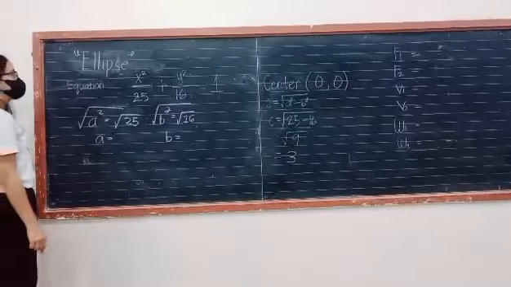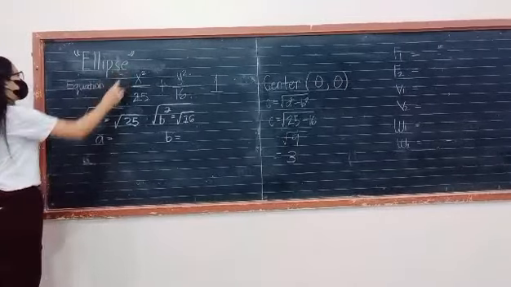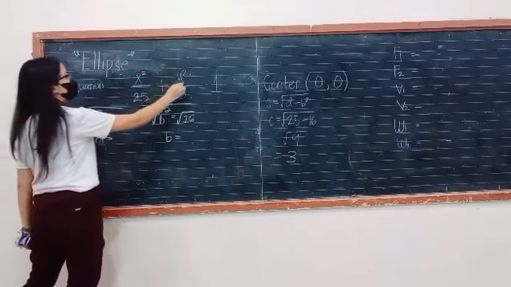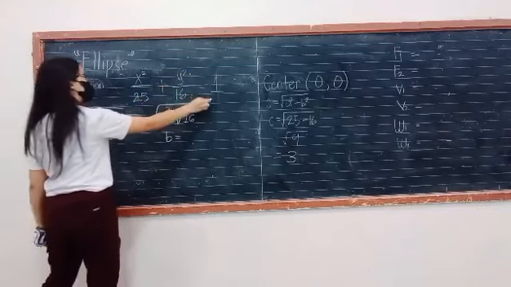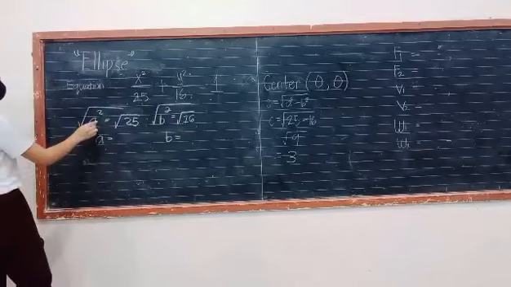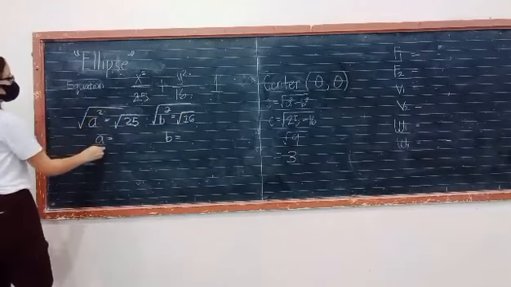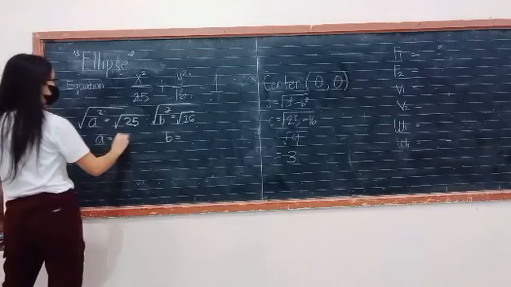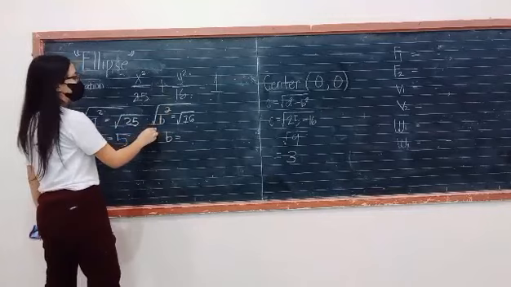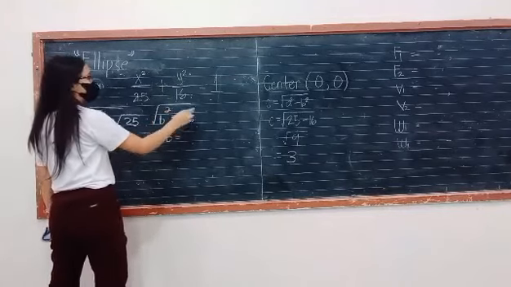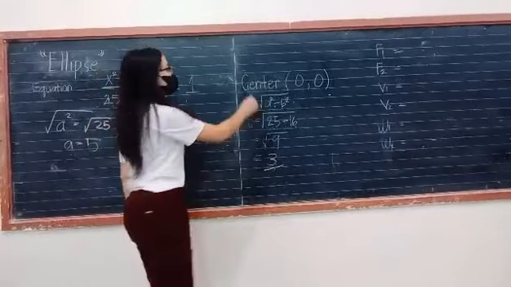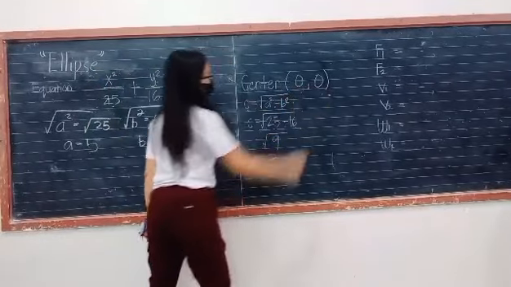And here's our example of an ellipse equation: x squared over 25 plus y squared over 16 equals 1. So first, the square root of a squared is equal to a. The square root of 25 is 5. And the square root of b squared is b, and the square root of 16 is 4. Our center is 0, 0.